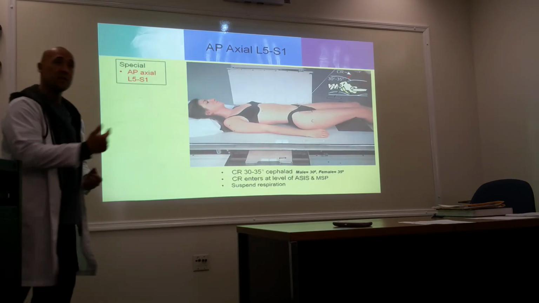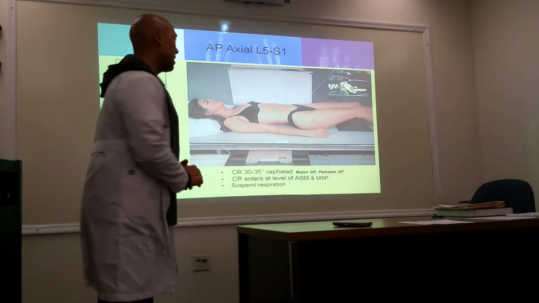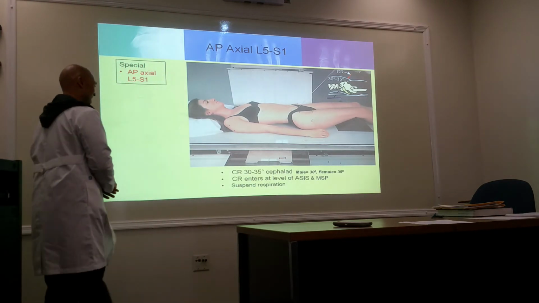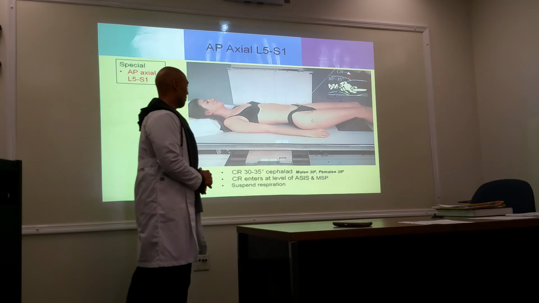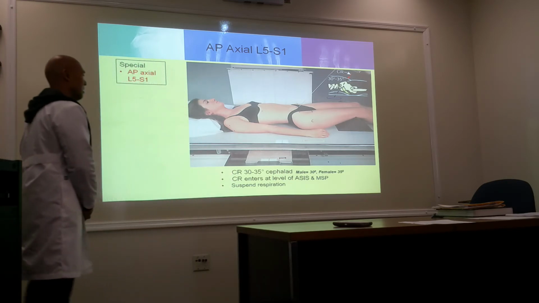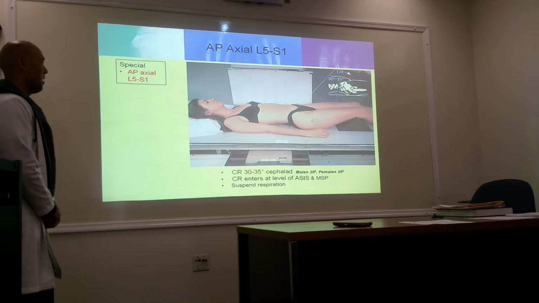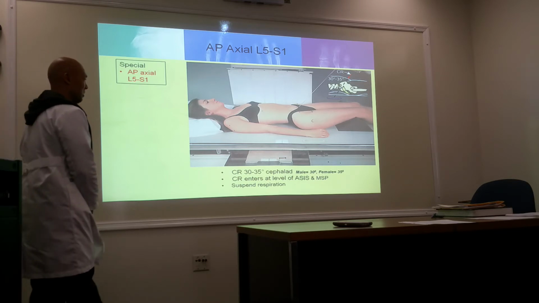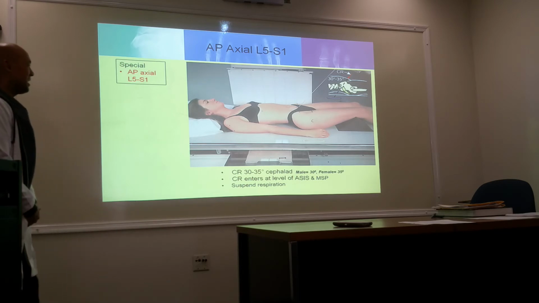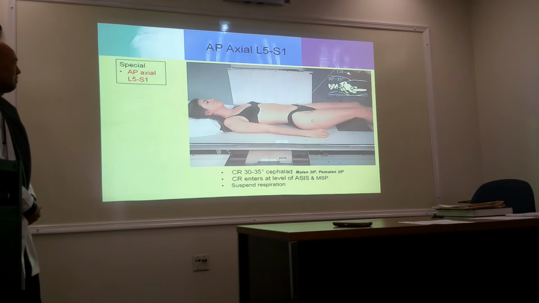Okay, you guys do this. AP axial for the L5-S1. Mid-sagittal plane, your angulation is between 30 to 35 degrees. For males it's about 30 degrees, and females, because they have a greater curve, it's going to be about 35 degrees, centered at the level of the ASIS. This is almost like doing an SI joint, isn't it? Exactly.